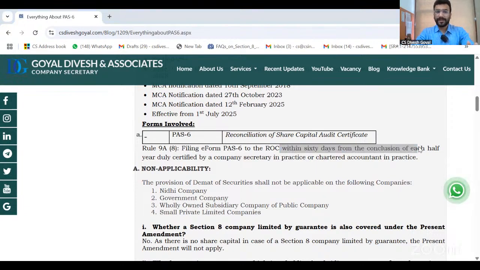I have received so many questions on PAS-6 already in the group, which I will discuss. But first, I will take 5 to 7 more minutes to conclude the provisions. Once the provisions are concluded, we will discuss the question answers. I have some FAQs which I will discuss.